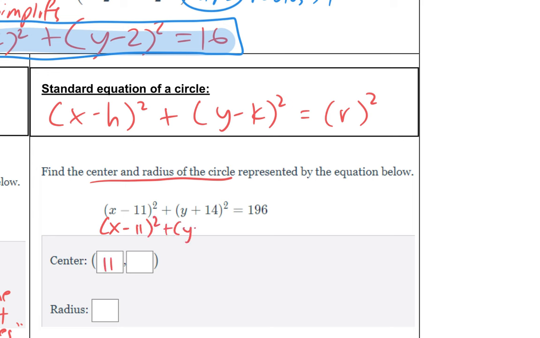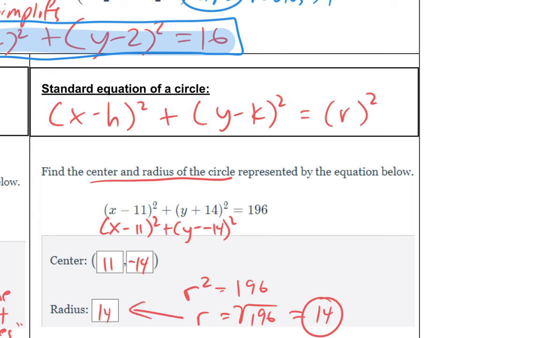What is this? This is y minus. If that's a plus 14, that means it has to be subtracting a negative 14, so that means that's negative 14. Then if r squared is equal to 196, and we're trying to get to r, we have to take the square root of 196. R is going to be equal to the square root of 196. If we put that into our calculator, that's going to give us 14. So that's where we get our answer of 14 for our radius.